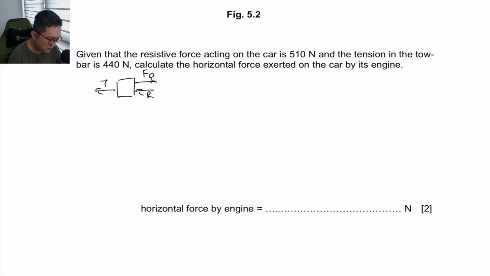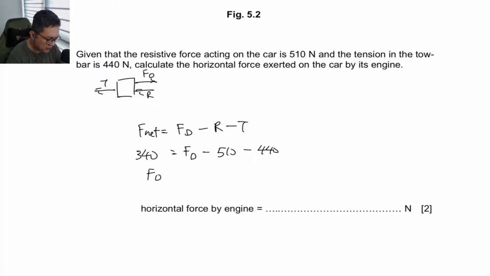Alright, and we know that the net force, we worked it out on the previous page, right? You will have a certain net force. So this F net is equals to FD minus R minus T. Alright, and F net from the previous page was 340. So this is 340. FD is what we want to find. So let's write as FD still minus resistive force of 510 minus tension of 440.